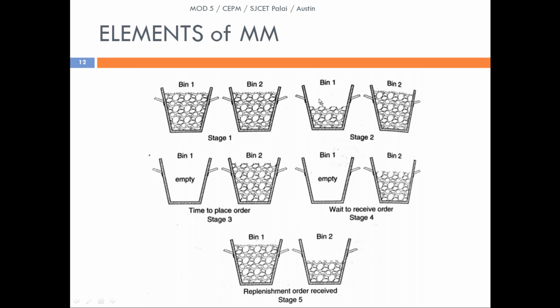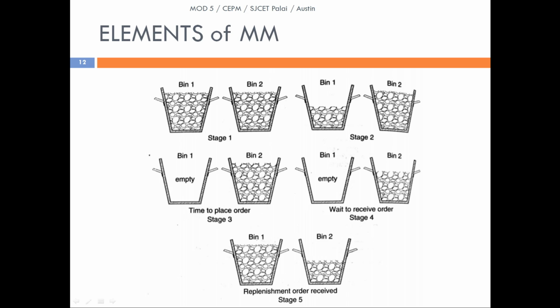In stage 1, we have bin 1 and bin 2. Here bin 1 is the working bin and bin 2 is the reserve bin. Since bin 1 is the working bin, the materials in bin 1 get reduced once the process is carried out. So the material gets reduced, while in bin 2 the material is kept as it is, since it is a reserve bin.